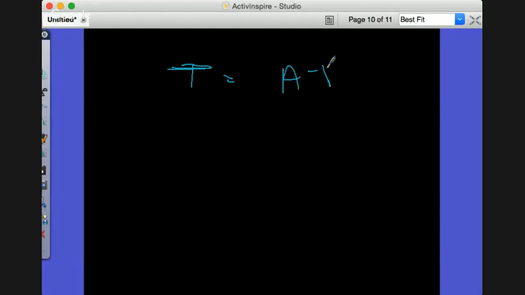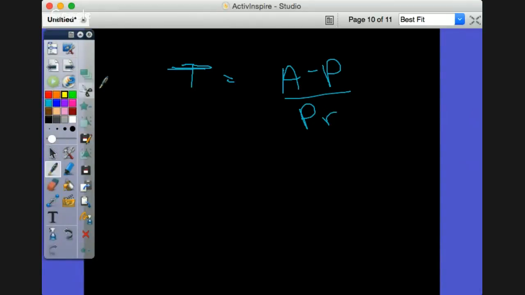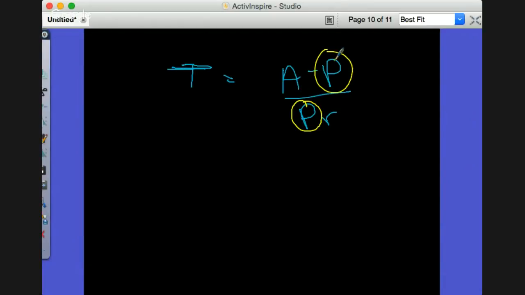All right, what are we trying to solve for on this? P. Okay, P. If I were to solve for P, I always like to circle what I am solving for. I'm going to circle it right there. Since there's 2, this is where it becomes a little tricky. But because they're on the denominator side, let's break this fraction up a little bit to where PR is underneath A and PR is underneath negative P.